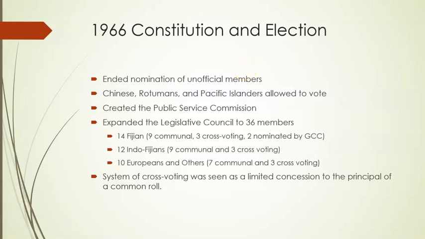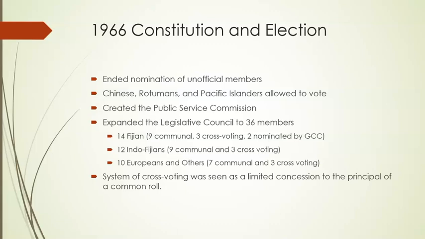As a result of this conference, a new constitution was proclaimed in 1966, and it ended the nomination of unofficial members. These were members who were appointed by the governor. It expanded voting to Chinese, Rotumans, and Pacific Islanders. It created a public service commission, which was designed to help promote and train people within Fiji to take over administrative roles previously done by British colonial officials. So preparing Fiji to administratively be ready for taking over government.